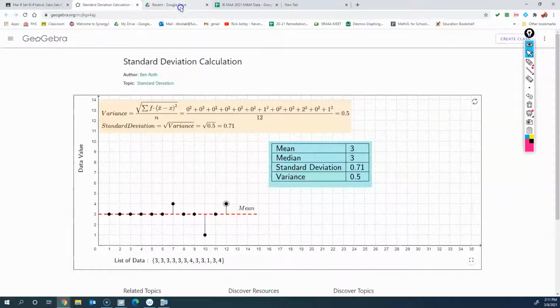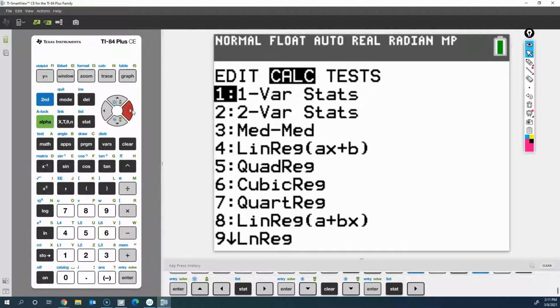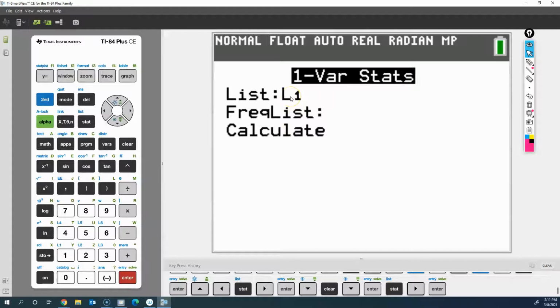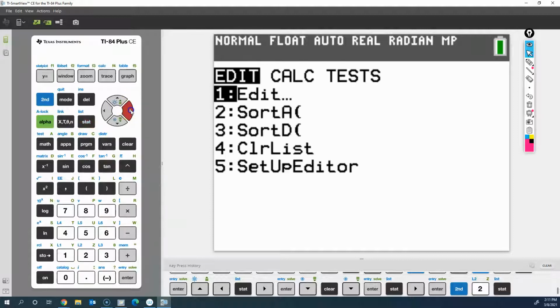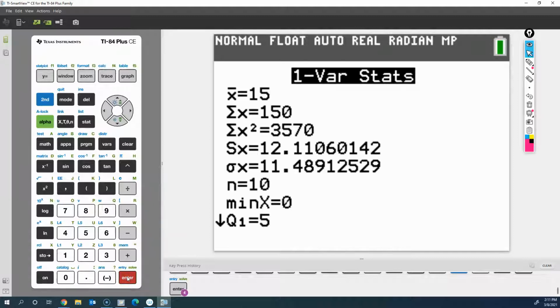Okay, now if you're a guy or girl, there's a lot bigger difference. So all you got to do on your calculator is go stat, calc, one variable statistic, and change that to L2. So I'm going to go second 2, and now it's changed. Calculate the stats, bam. L2, no frequency list. There's your data.